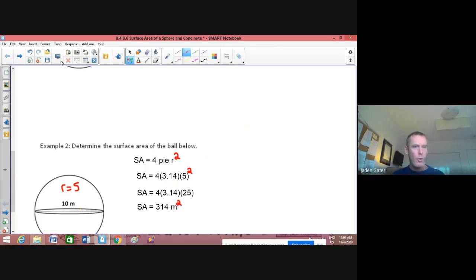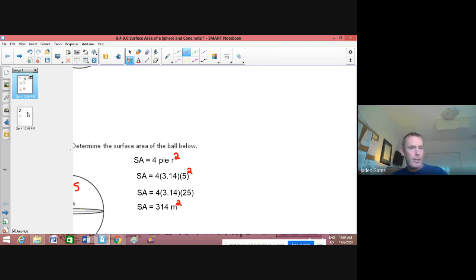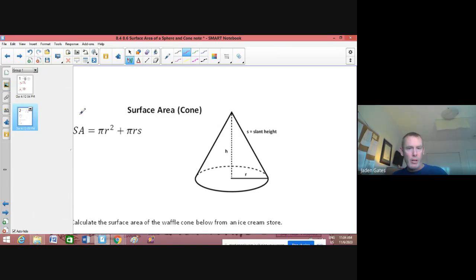What else? We got one more shape left because, again, we're not doing pyramids. I keep getting that question. We're not doing pyramids this time out. All right, but we are doing cones.